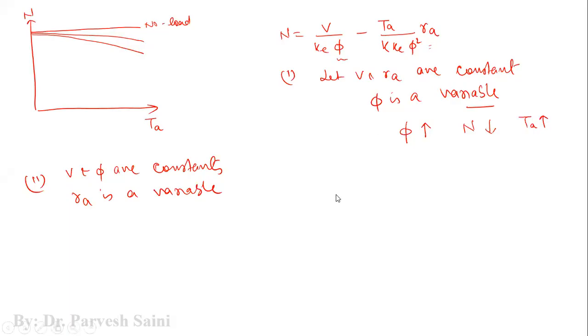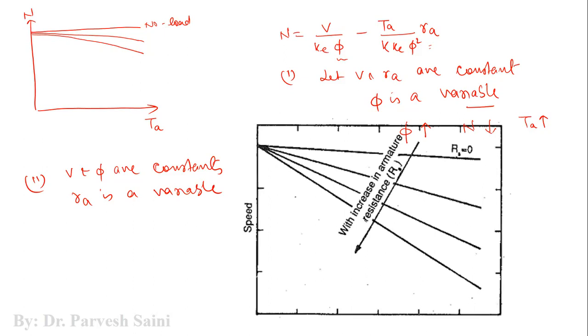Now let us see what happens when we vary the armature resistance by keeping voltage and flux constant, and how the speed and torque characteristic will change in a DC motor. As you can see in this diagram, the graph is plotted between speed and armature torque, right?